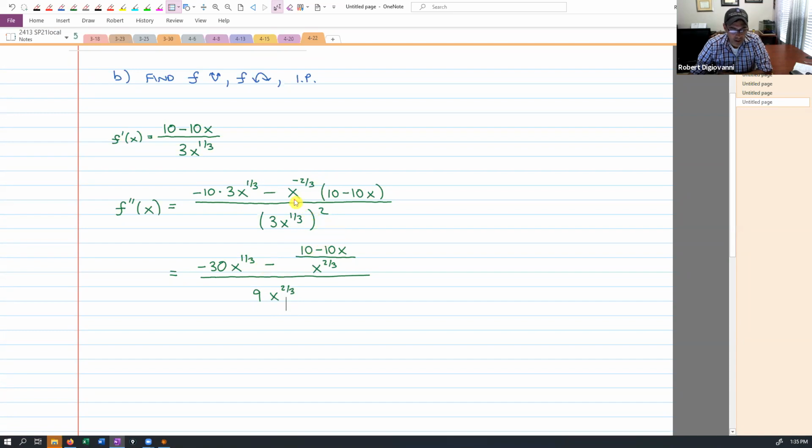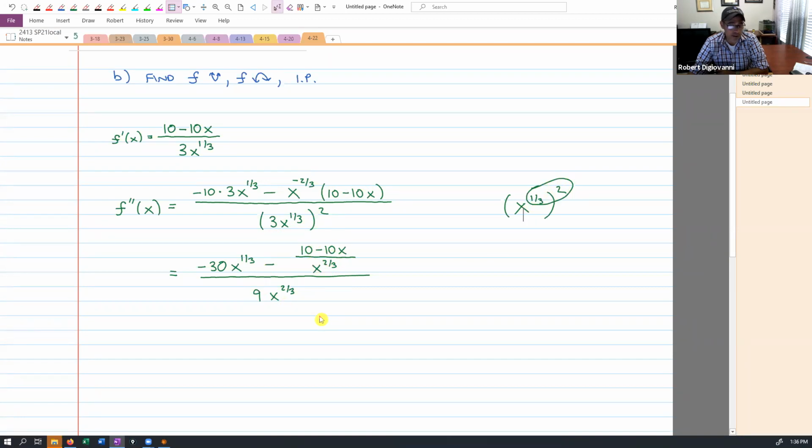All I did here was multiply those two together, got negative 30, subtracted. This x to the negative 2/3, I dropped it down as a fraction and put it underneath this. Then the bottom, I squared the 3, and then I squared this. When I squared x to the 1/3, you multiply the exponents: 2 times 1/3 is 2/3.